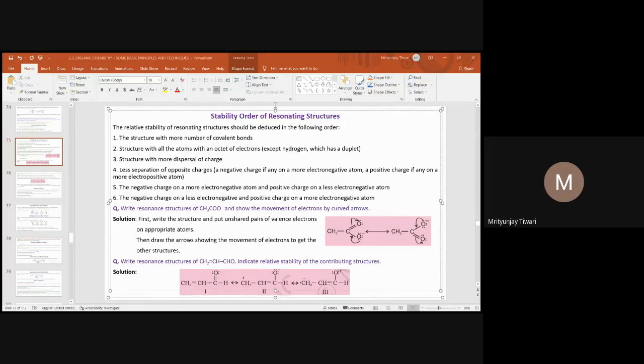This actually satisfies rule number 6, and so this structure will be least contributing. This one will be most contributing, then this one, and then this one.